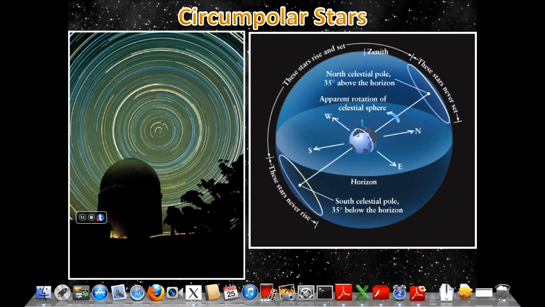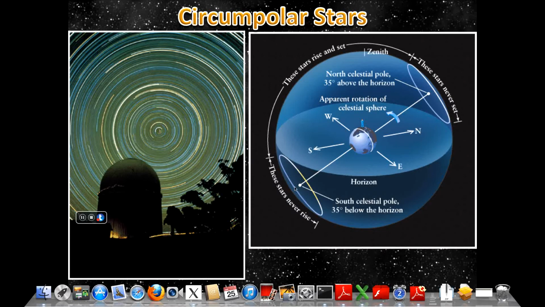And here we see a long exposure photograph. And so you can see the trails of the stars. So the pole star is here, and the stars close to the pole are going around, and everything goes around and around and around. Some things go down below the horizon and back up. That would be things that are about here. And some things just go round and round.